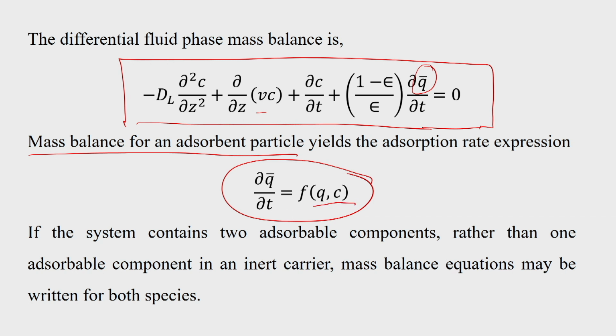If the system contains two adsorbable components rather than one adsorbable component in an inert carrier like this, the mass balance equation may be written for both the species like this. So, we can say this in terms of I and J, we will be writing these equations.